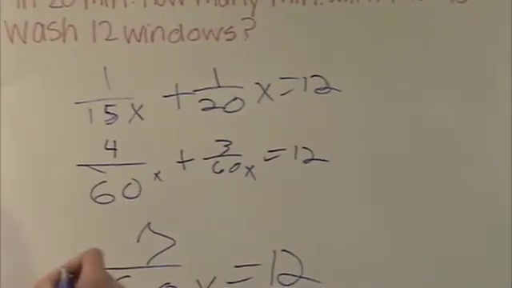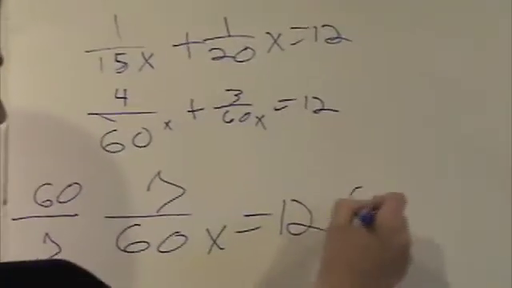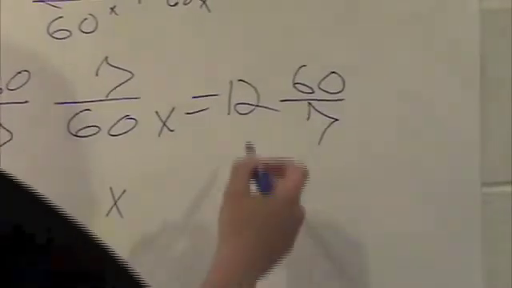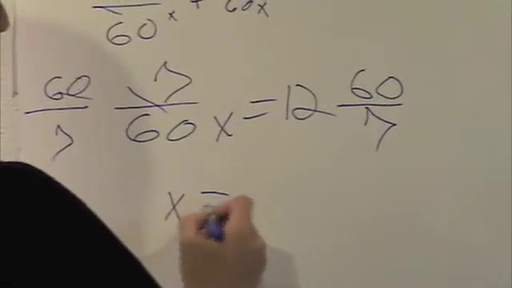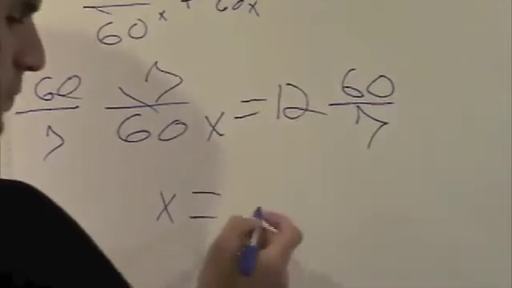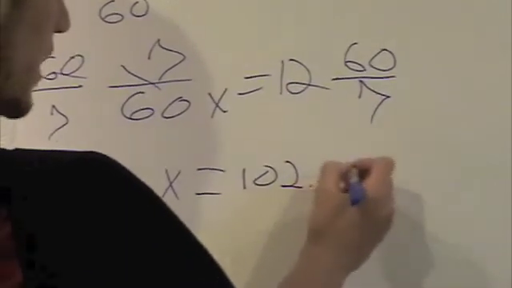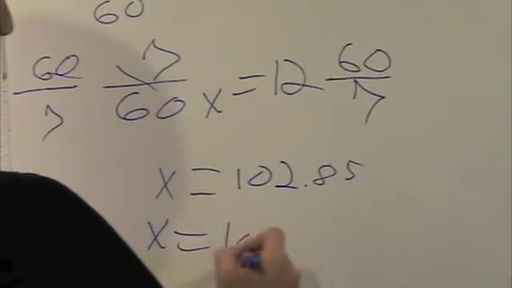You would then multiply by the reciprocal to get x by itself. So then these two cancel out, and you would just get x, and x equals 12 times 60 over 7, which is 102.85. You'd round this up to the nearest minute, so it would be x equals 103 minutes.